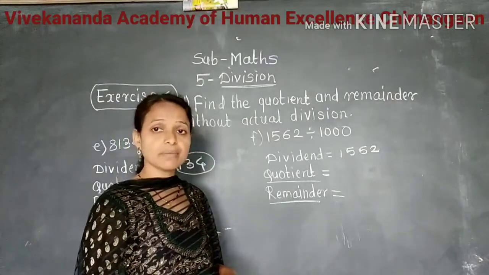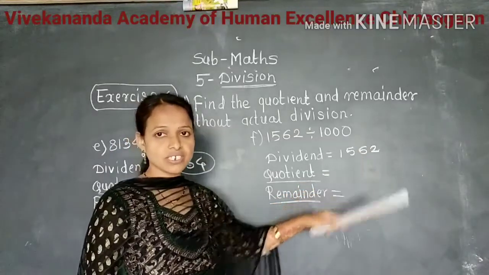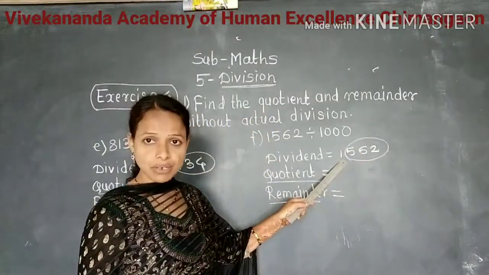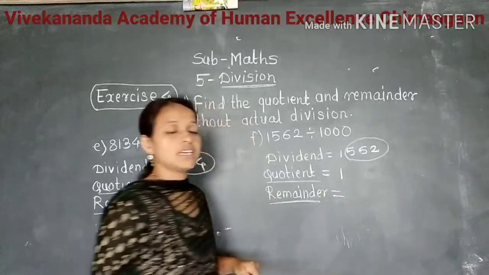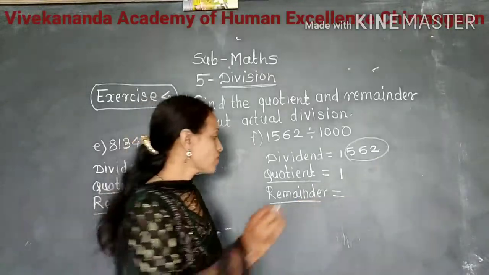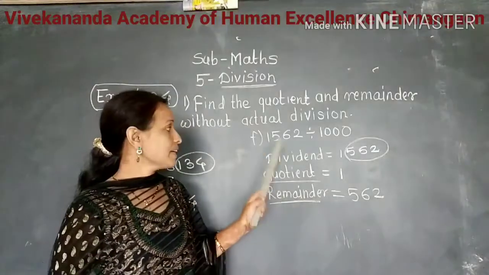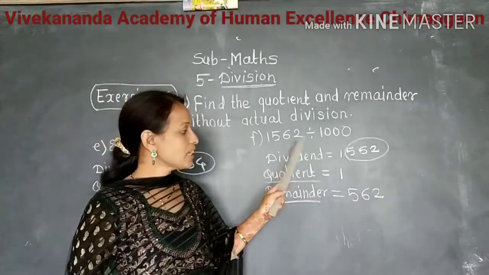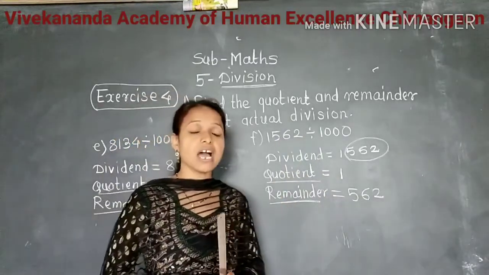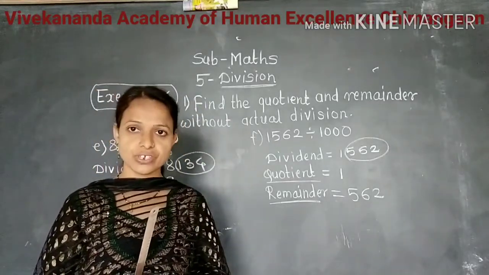Now the quotient is obtained by removing the hundreds, tens and ones digits. The hundreds digit is 5, the tens digit is 6 and the ones digit is 2. By removing these digits, the remaining number is 1, so 1 is the quotient. And the number formed by the hundreds, tens and ones digits is 562, so 562 is the remainder. In this way, by dividing 1562, we get quotient 1 and remainder 562. So you understood how to find quotient and remainder without actual division.